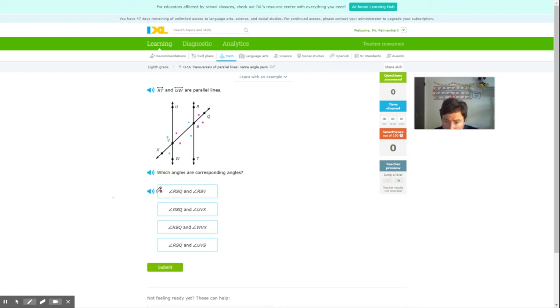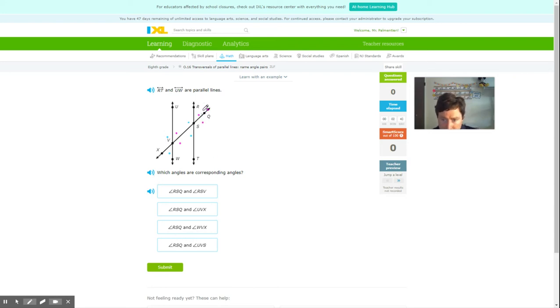So I'm now going to look here. RSQ, which is right here, and it says RSV. Those two are not corresponding because they don't have the same color like I just had. Now we're going to look at RSQ and UVX. RSQ is the pink angle, UVX is a blue angle, so that doesn't work either. Now we're going to try RSQ and WVX. Again, pink, blue, does not work. We want the same color.